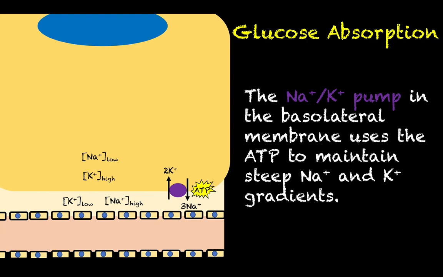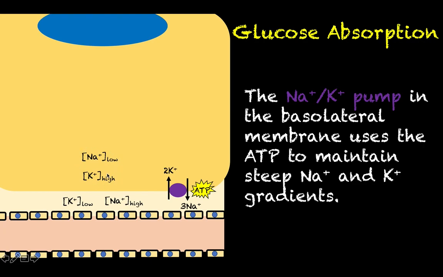So, in a previous video, we talked about primary active transport, the most prominent example of which is the sodium-potassium pump. This sodium-potassium pump exists in the basolateral membrane of epithelial cells, or the bottom blood plasma-facing portion. So this sodium-potassium pump is going to be using a portion of the ATP we are making by cellular respiration to maintain steep sodium and potassium gradients.